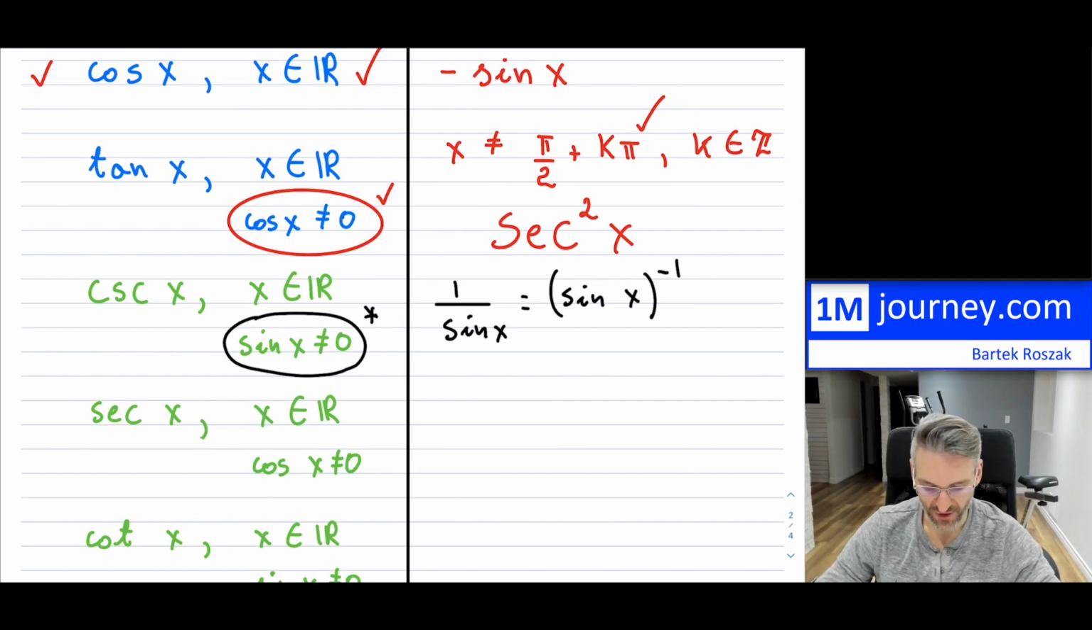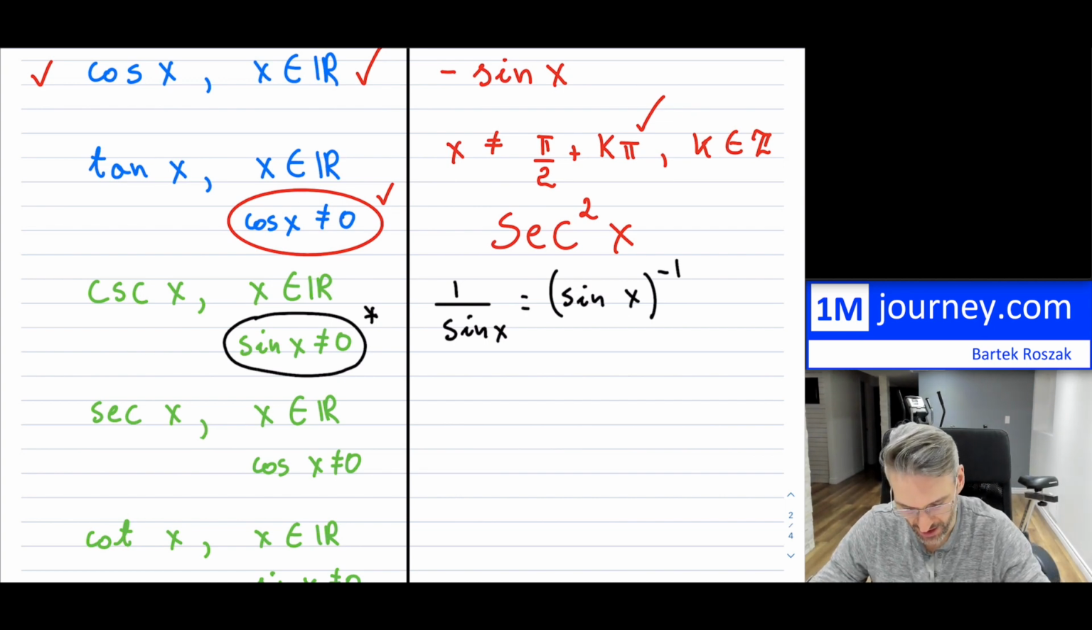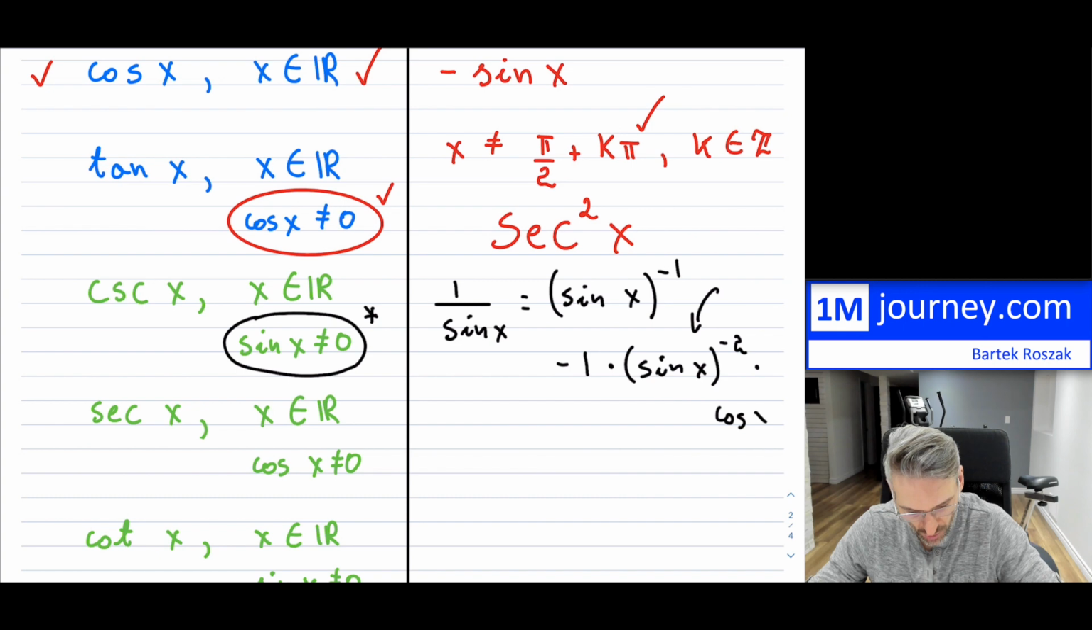And now taking the derivative, using nothing else but simply the chain rule. This is going to be -1 multiplied by sine x to the -2, and that's going to be multiplied by the derivative of sine x, which is simply cos x. And that would be your derivative.